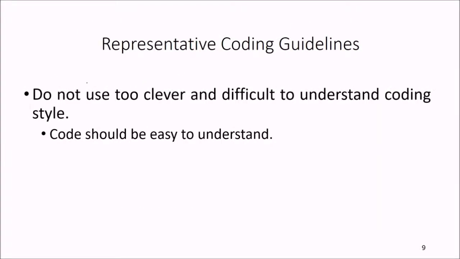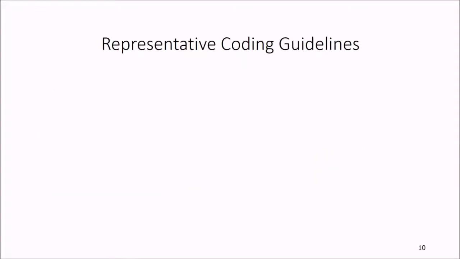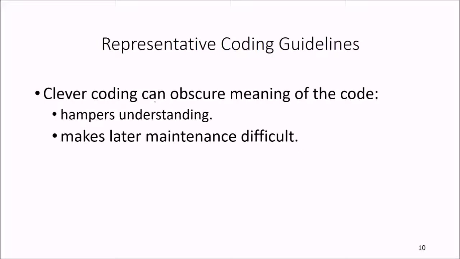Then we have: do not use too clever and difficult to understand coding style. If you're a good programmer, that is very good, but code should be easy throughout, so that people can understand. What inexperienced engineers sometimes do is write cryptic and incomprehensible code, and this is the point where errors start generating. Clever coding, as I just told you, if you increase the complexity, it will surely hamper understanding. And once you are not able to understand, the maintenance part, which might be taking around 60% of the effort, will be quite difficult to manage.